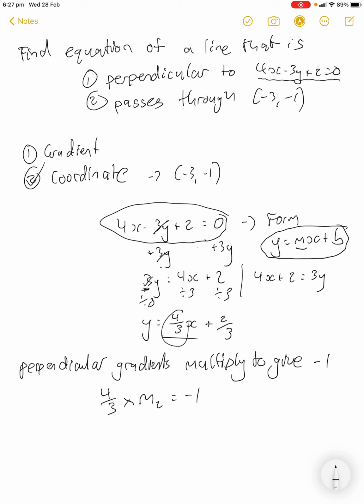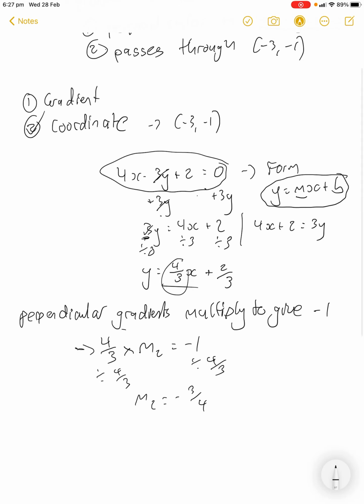So I need to solve this equation I've just created in order to find out my second gradient, my perpendicular one. And I can do this, believe it or not, by dividing both sides by 4 over 3. And I can do that in the calculator. And it's going to just straight up give me what the answer is going to be. And it's going to be negative 3 over 4. So you can just type that straight in. It's going to give you the answer.